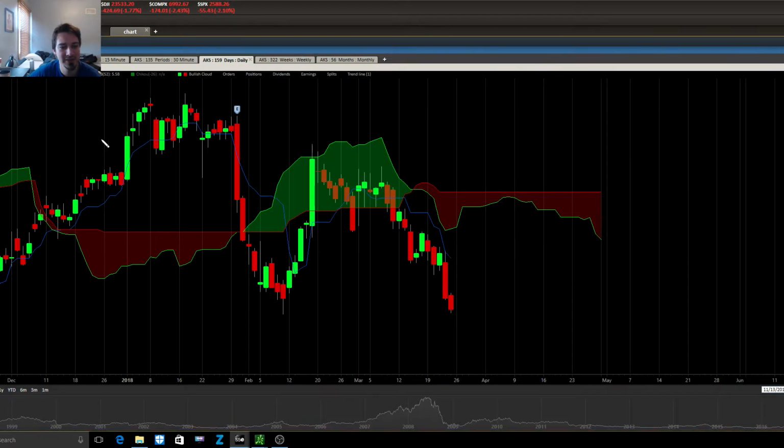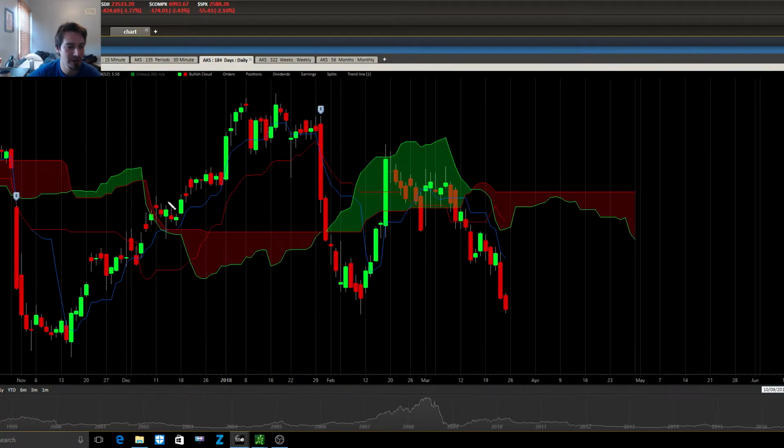So here we have a Tenkan-sen line. This is basically the highest high and the lowest low for the past 9 periods, a moving average basically. And this is actually the Kijun-sen line. This is the highest high and the lowest low of the past 26 periods.